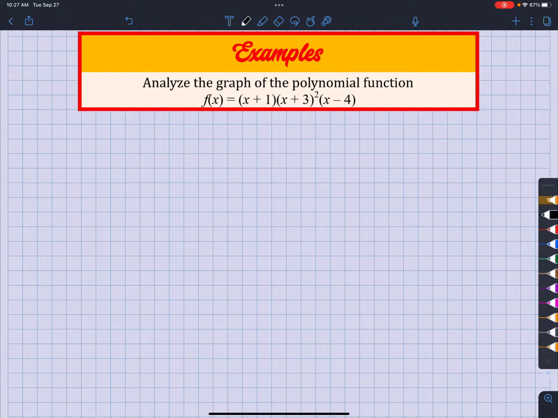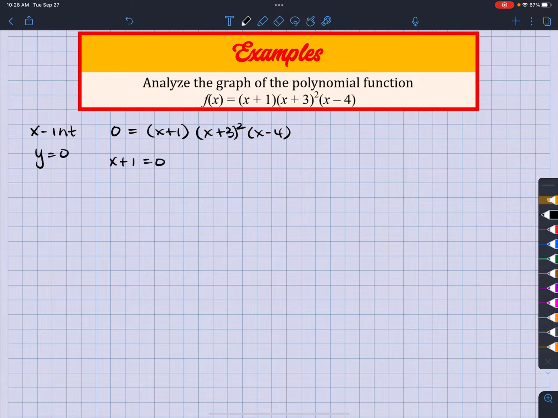Typically I would find the x-intercept. For the x-intercept, I know that y is equal to 0. So I will have 0 equals x plus 1, x plus 3 squared, and x minus 4. Since that's equal to 0, I'm going to set each of those factors equal to 0. So what I'll get is x equals -1.